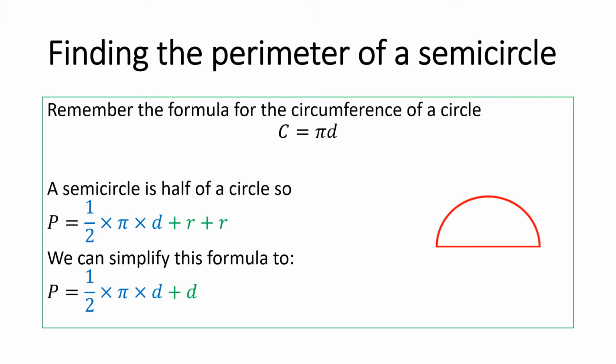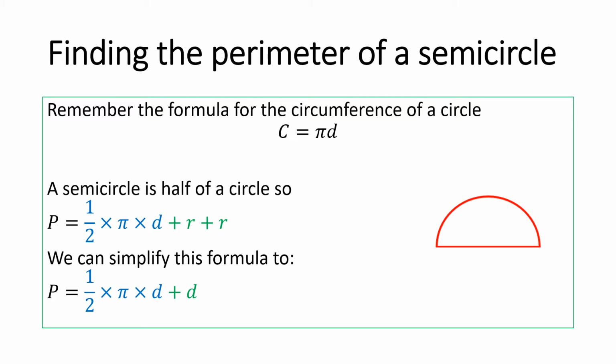Now let's remember that when we're talking about the perimeter, we're talking about the distance around the outside of the shape. To find the perimeter of a semicircle, we need to use the formula that we use to find the circumference of a circle. Because the arc of a semicircle is part of a circle. It is half of a circle. So remember the formula for the circumference of a circle was C equals pi times d.